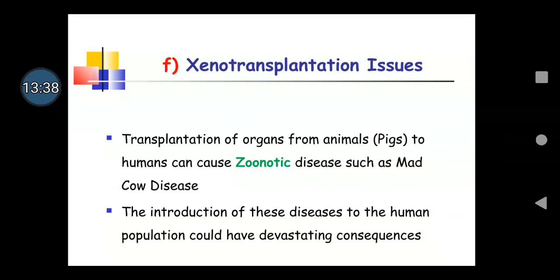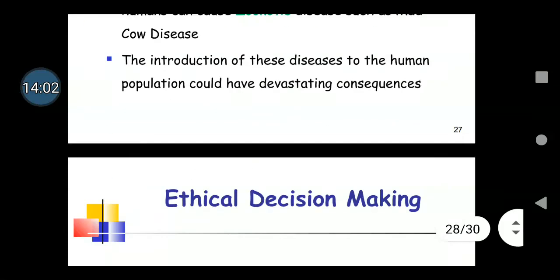Xenotransplantation issue. The transplantation of the organ from the animals to human can cause zoonotic disease such as mad cow disease. The introduction of these diseases to human population could have devastating consequences.